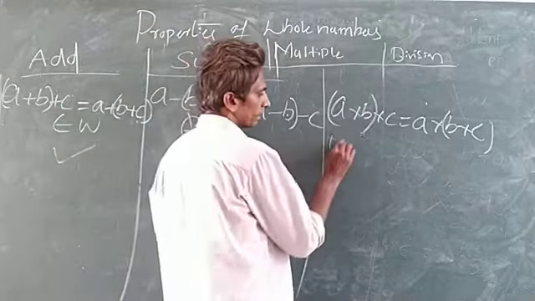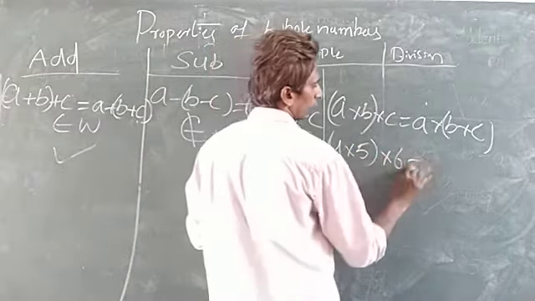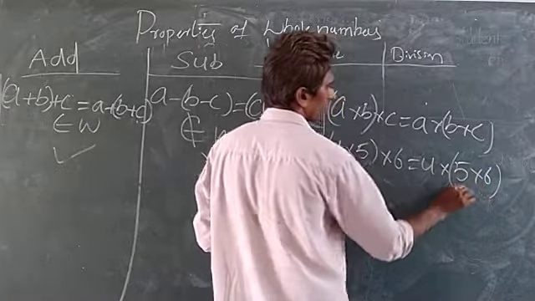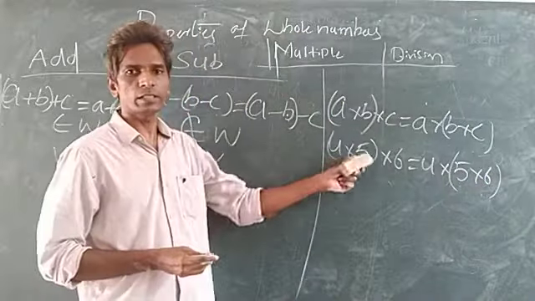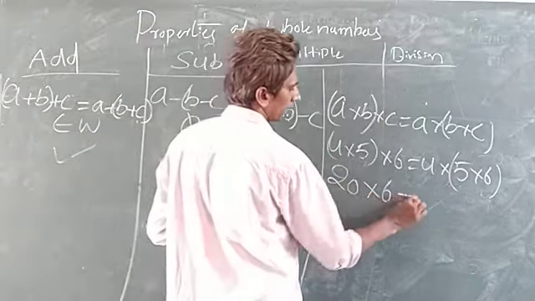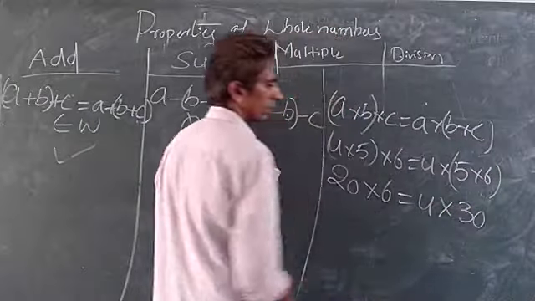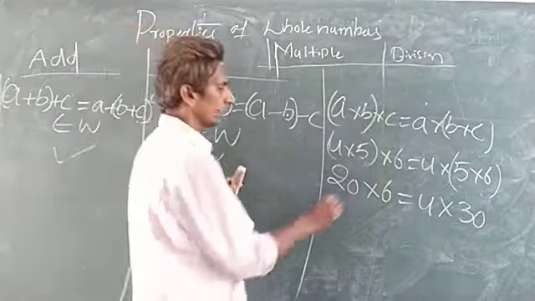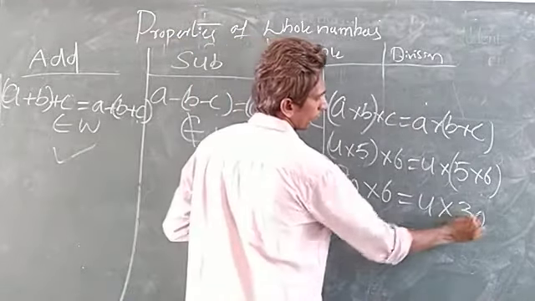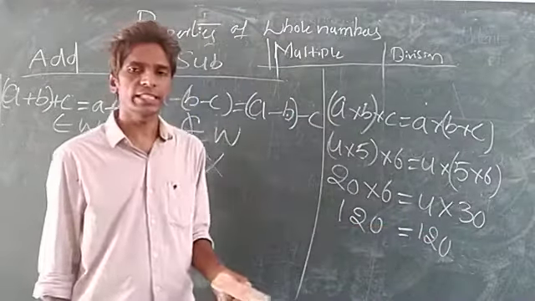So 4 into 5 into 6 equals 4 into 5 into 6. Here 4 5s are 20, into 6. That equals 4 into 5 6s are 30. So 20 6s are 120. That equals 4 30s are 120. So LHS equals RHS.